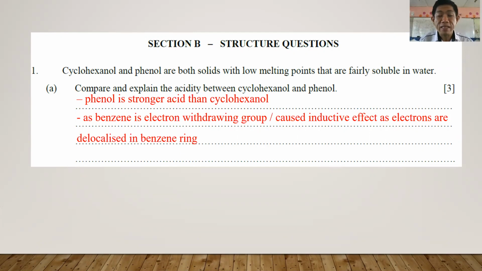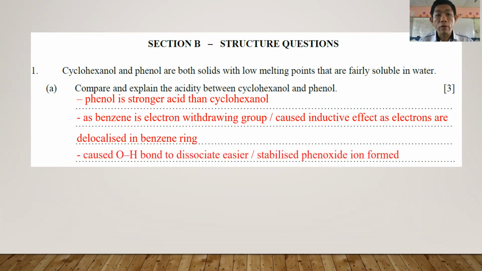So what happens as a result? So as a result, equilibrium favors the phenoxide ion, or you say the OH bond dissociates easier. So that is why phenol is a stronger acid. Now, teacher, can I explain from the angle of cyclohexanol?